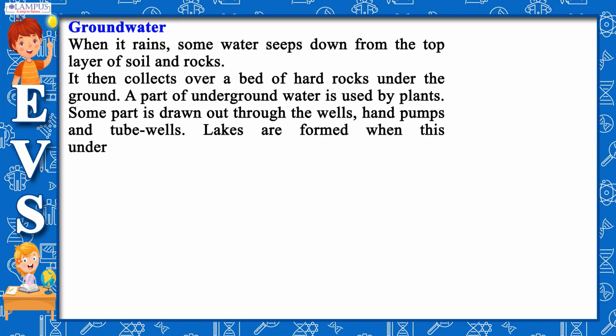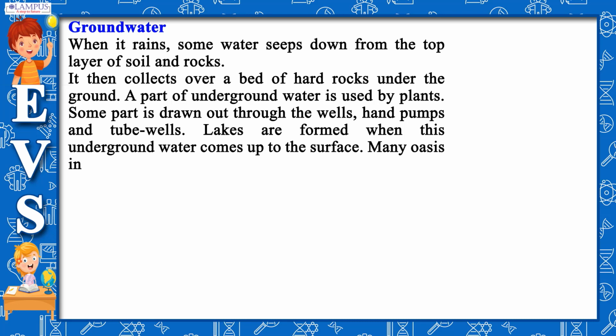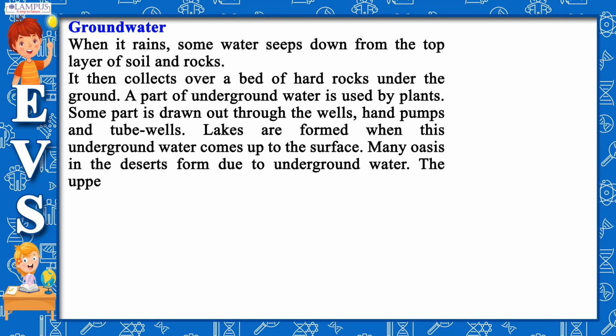Lakes are formed when this underground water comes up to the surface. Many oases in the deserts form due to underground water. The upper limit of underground water is called water table.